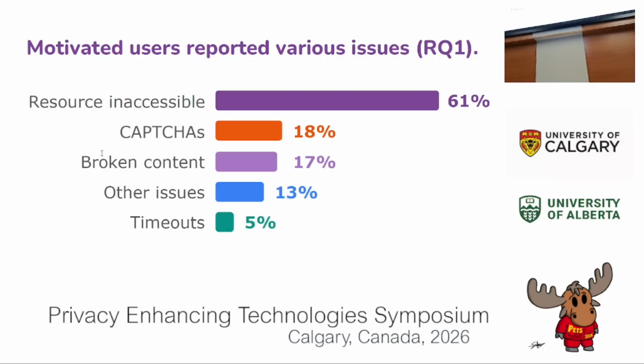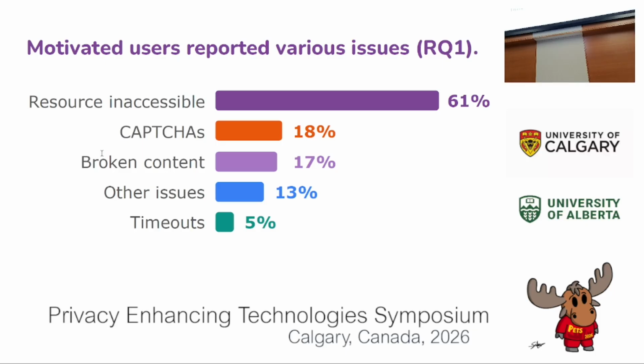So what did we learn from these reports? The vast majority of issues were resources being completely inaccessible over the Tor browser. The second most common issue reported was CAPTCHAs. Frequently it was infinite CAPTCHAs, where you complete 1, 10, or some unknown number until you gave up. Then content being broken, other issues, and timeouts.